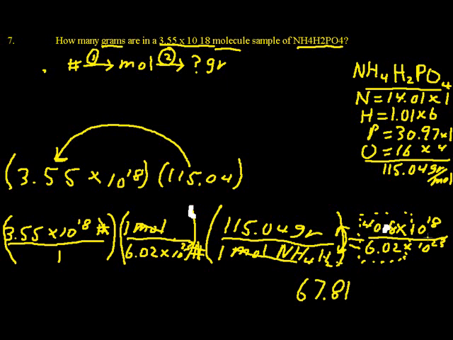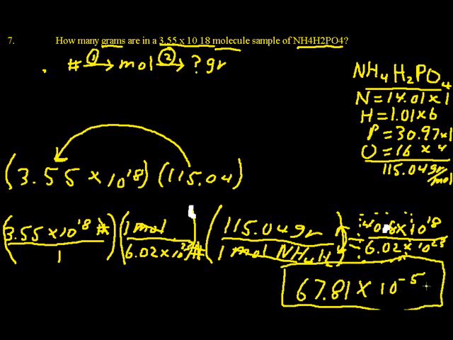What do I do with these exponents? You take 18 minus the 23, and that will give you 10 to the minus 5th. And that is your answer: 67.8 times 10 to the minus 5th grams.